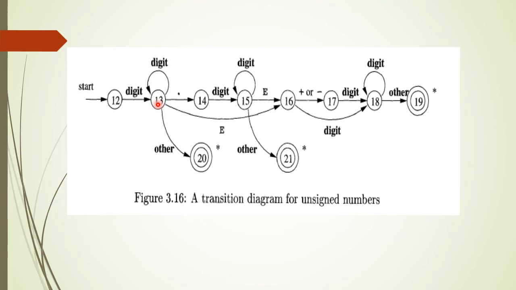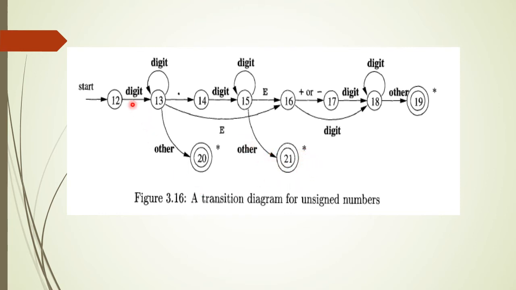So the unsigned number can be a floating point number or a real number. It has a fractional part. Let us consider that the unsigned number is 10.10. Here 10 is 1, then 0, then the fractional part: dot, then 1, 0, and then you'll end up with state 21. As I already mentioned, the star indicates that we retract to the previous state.